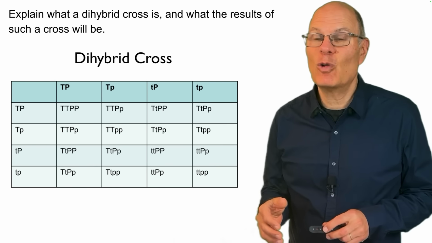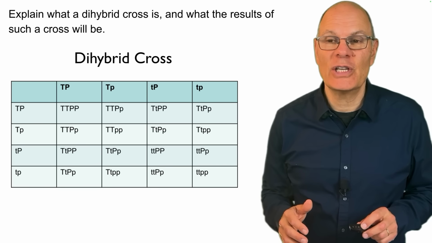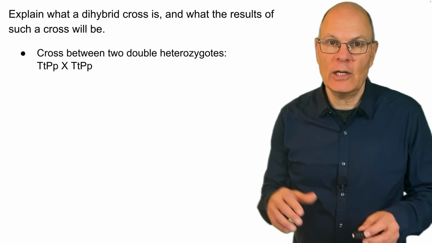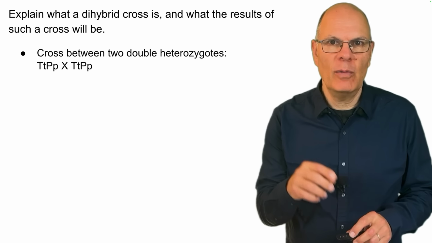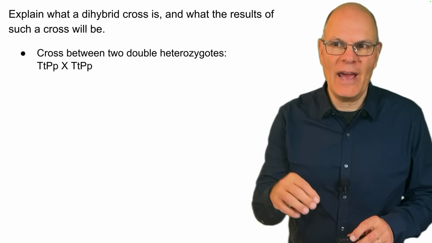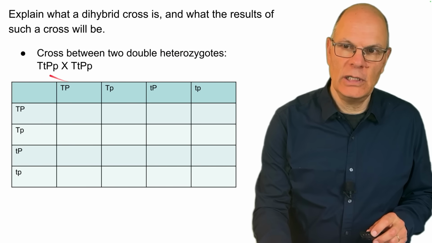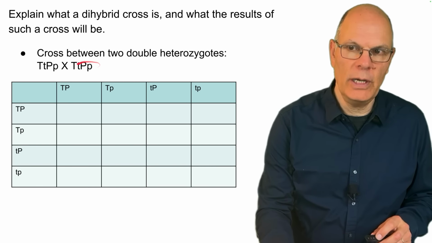Explain what a dihybrid cross is and what the results of such a cross will be. It's a cross between 2 double heterozygotes. A couple of slides ago, we were looking at the production of the F2s when there was a dihybrid cross. We're crossing big T, big P, little p with the same.